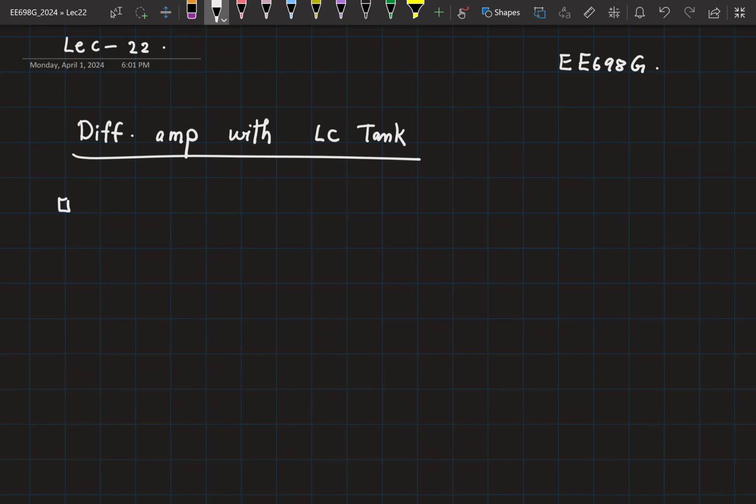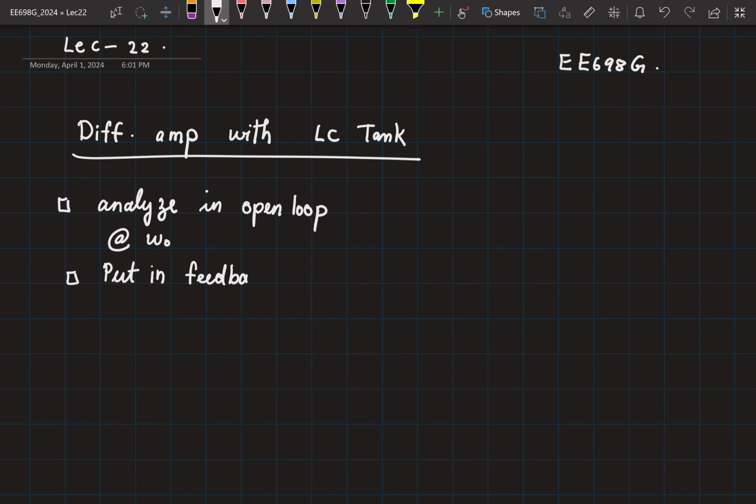We'll first analyze the differential amplifier with the LC tank in open loop. Right? And especially we are going to look at its behavior if we feed in an input at the resonant frequency of the tank, at omega naught. Then we will put this in feedback. So we'll put one stage in feedback and check if it oscillates. If it doesn't oscillate, then we'll put two stages in feedback and check whether it can oscillate. And then we'll repeat till we reach a point where it can oscillate.